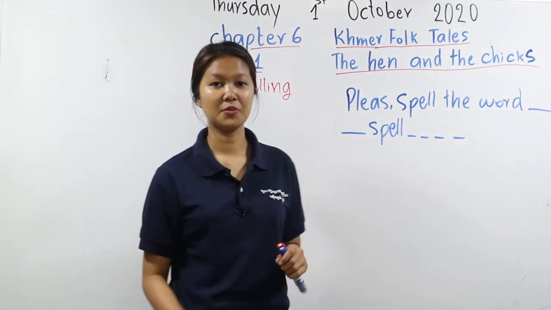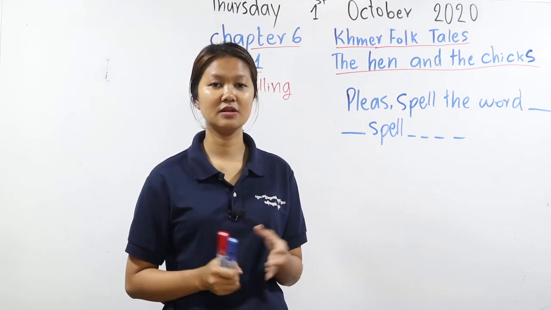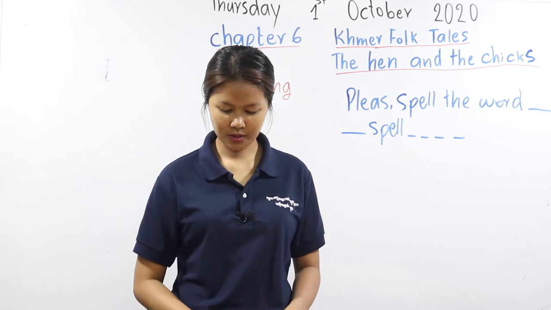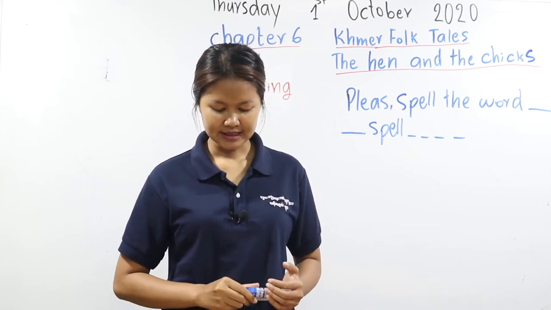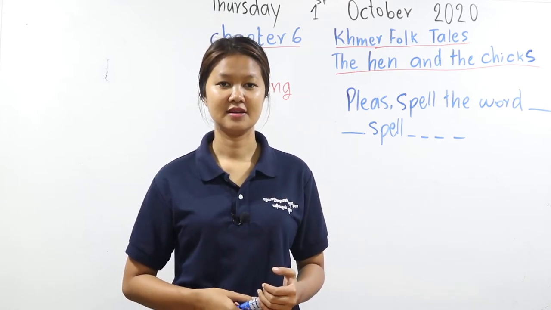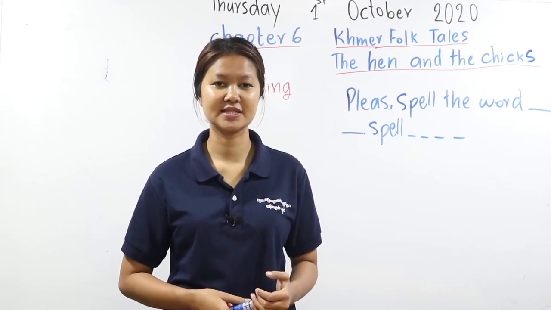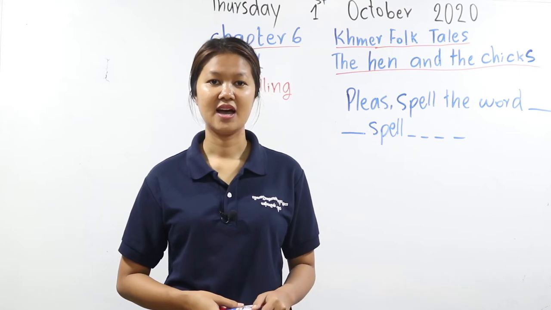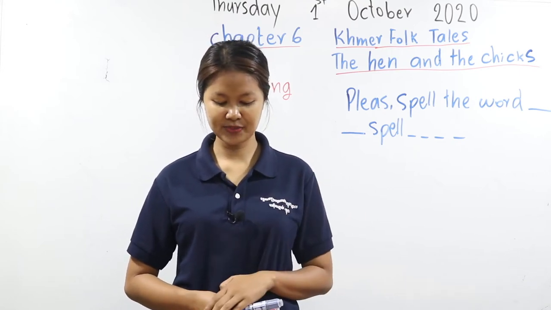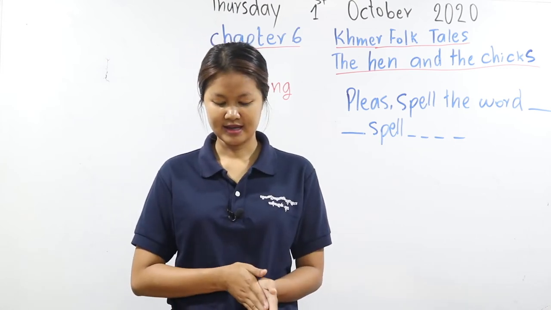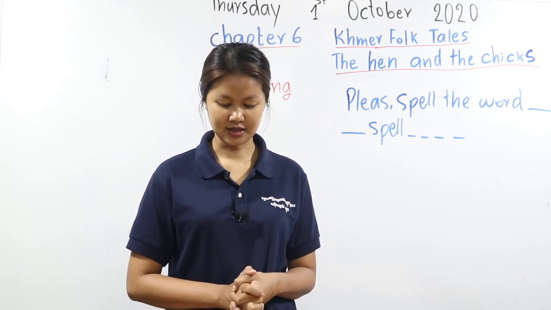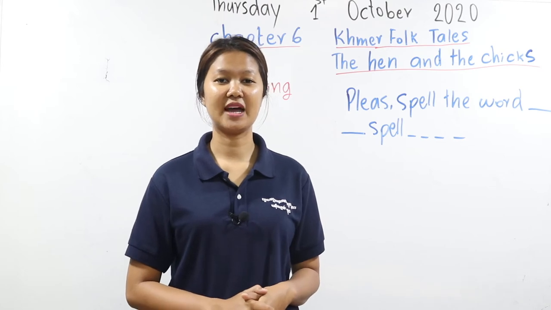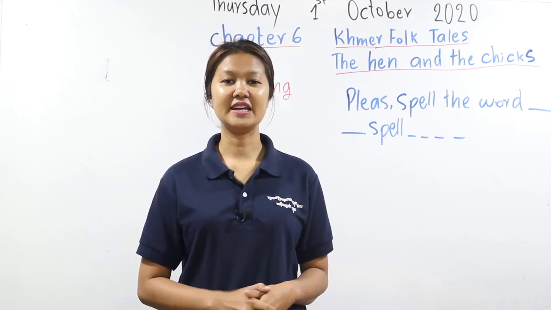All right. So please get your pen or pencil and your notebook. I'll call each word to let you spell, okay? Please spell word number one. Please spell the word eagle. Word number two, please spell the word chicks. Word number three, please spell the word nest. Number four, please spell the word hen. And number five, please spell the word yard. Last word, please spell the word ground.